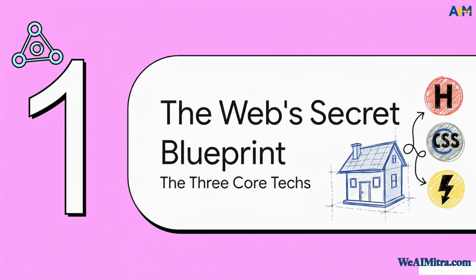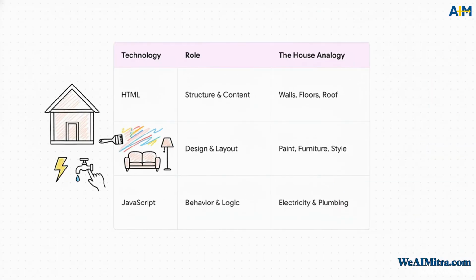You see, pretty much every site on the web, and I mean every site, is built with just 3 core technologies. You can think of them as the web trinity. They're the fundamental building blocks, and we're going to use our house blueprint to understand them all. And this table lays it all out just perfectly.